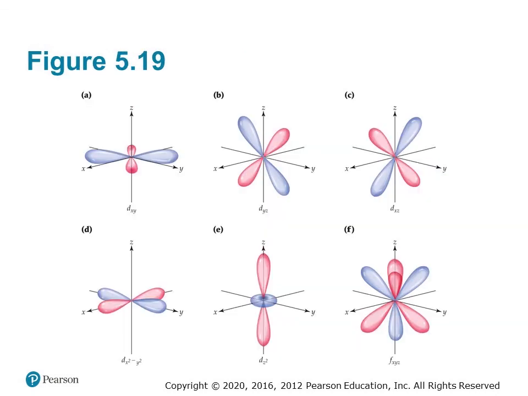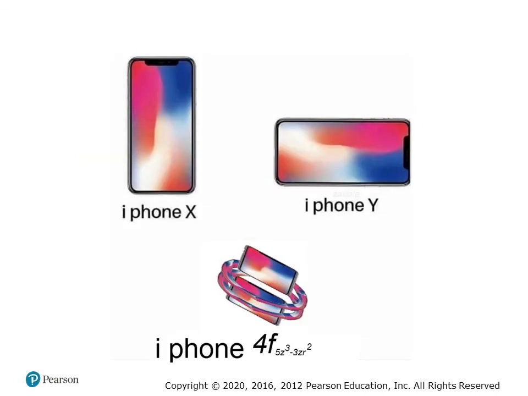Orbital shape complexity and the number of possible orientations increases as we get to d and f orbitals, so you won't need to be familiar with these shapes or their designations. Just know that, based on the number of possible m sub l values for each, there are 5 d orbitals and 7 f orbitals per subshell.